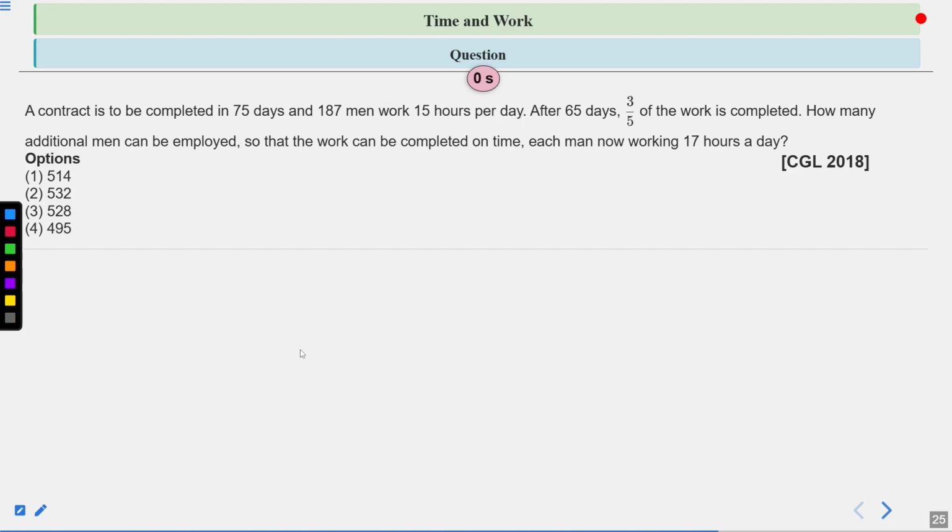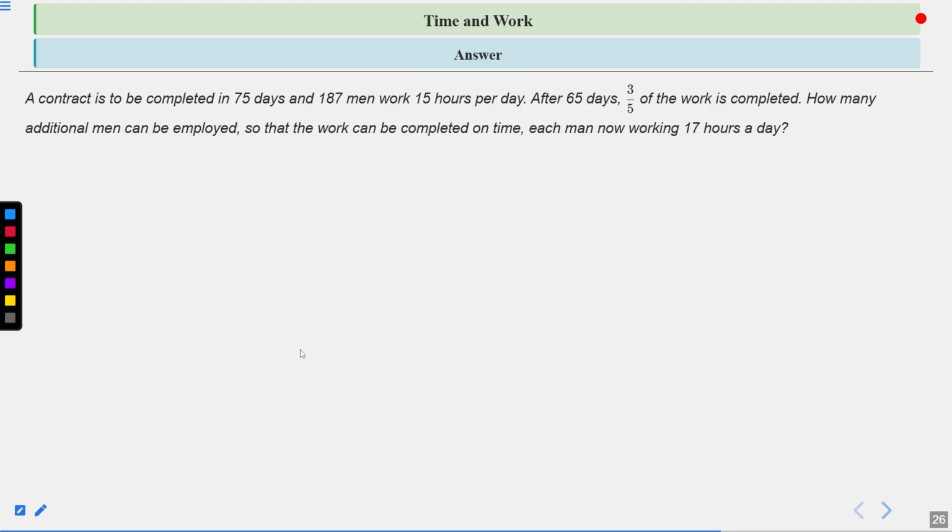Now time's up. Let's see the solution of this question. The question says that a contract is completed in 75 days by using 187 men for 15 hours per day. But after 65 days, only 3/5 of the work is completed. Now the question is, if the contractor wants to complete the work on the fixed day, how many more men will be employed? So we use the formula M1D1 equals M2D2 and we can calculate it.